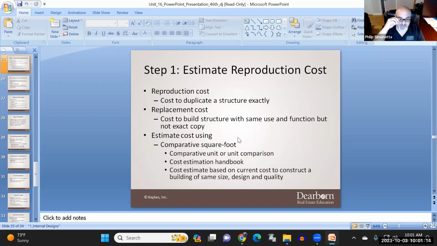And then you have estimated cost using a comparative square foot, a comparative unit or unit of comparison. There's a cost estimation handbook that they use. The handbook lets them estimate the cost based on the current cost to construct a building of the same size, design, and quality. So the handbook will say it's $189 a square foot for this type of property. They have calculations for it, and that gives them an estimate. So that's how they look at the reproduction cost, one of these ways.